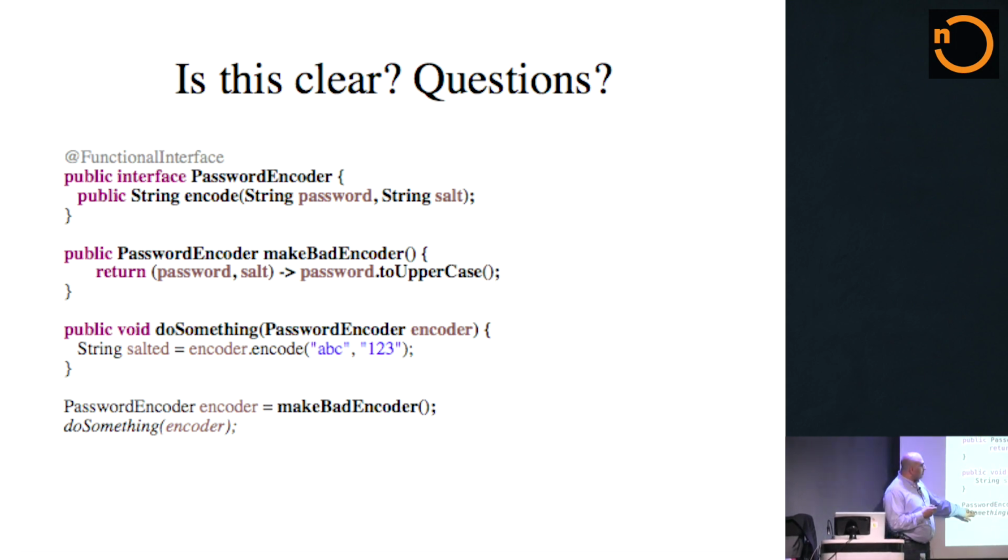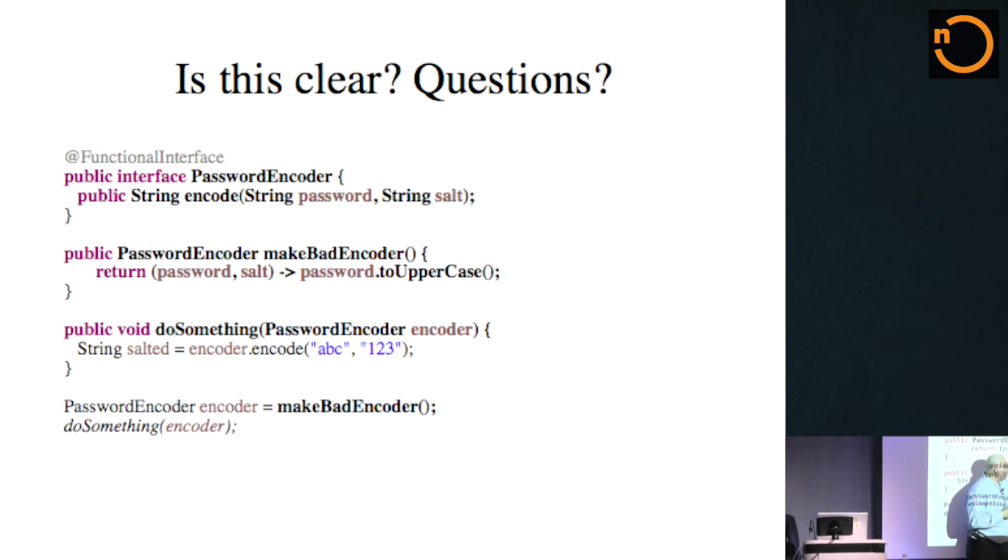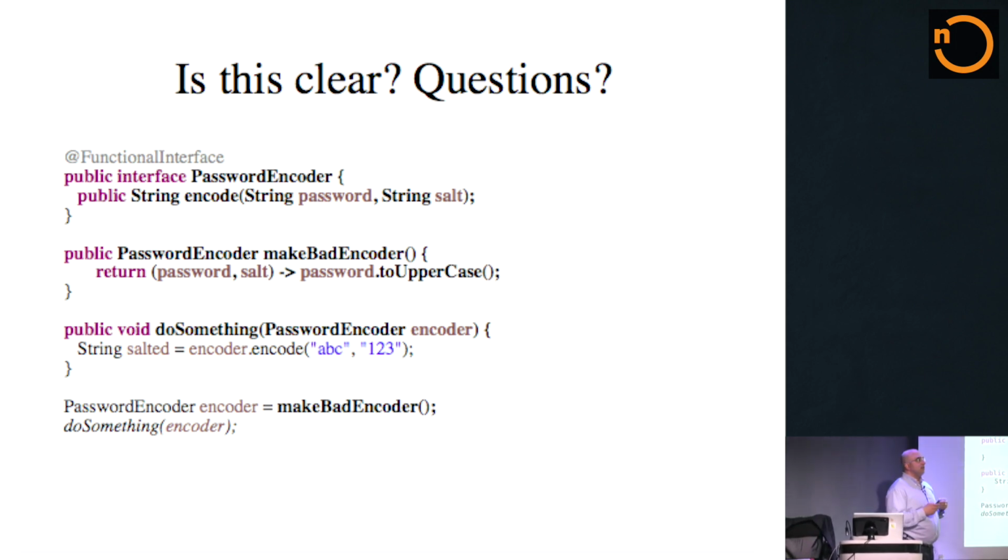Because what's going to happen is when we call do something, okay, so password encoder here, we called the make bad encoder, which is going to return this, an object which has one function in it, which is the encode. And that encode function, the implementation of it, just does password.toUppercase. Since we're passing it in the do something method, since we're calling encode with ABC, it will print capital A, capital B, capital C. Does that answer your question? Yeah, great.